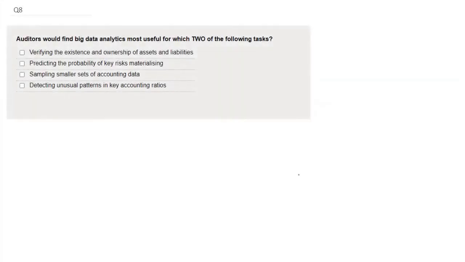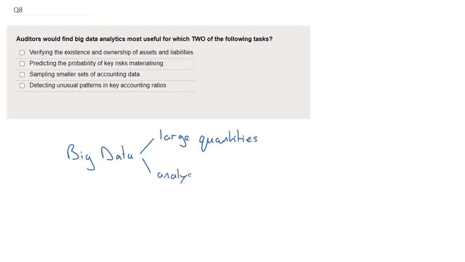Auditors would find big data analytics most useful for which two of the following tasks? We've got verifying the existence and ownership of assets and liabilities, predicting the probability of key risks materializing, sampling smaller sets of accounting data, and detecting unusual patterns in key accounting ratios. Well, first of all, let's just think about what we mean by big data. And really, keeping it as simple as possible, we're talking about large quantities of data that are used in analysis.